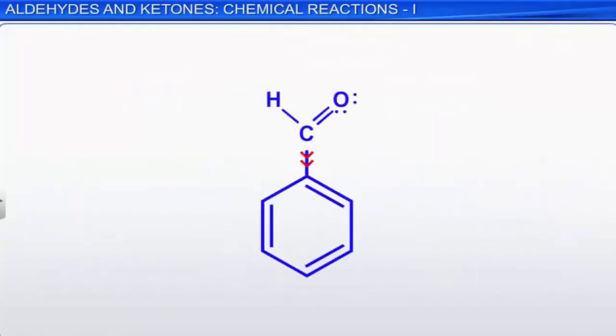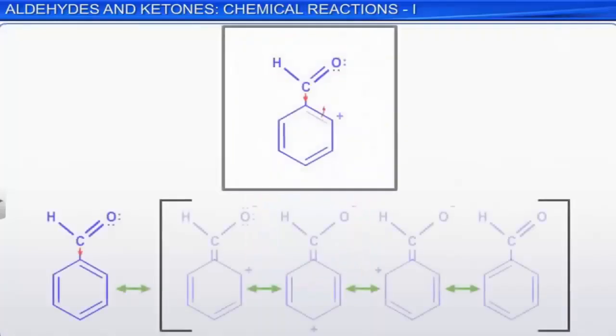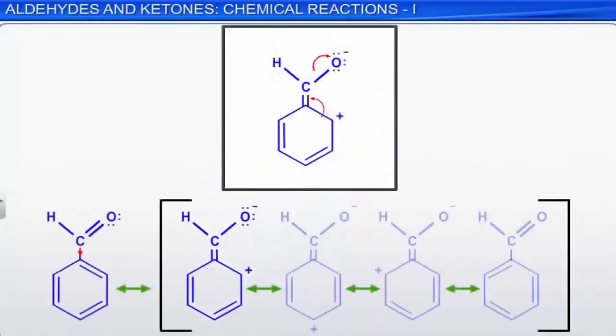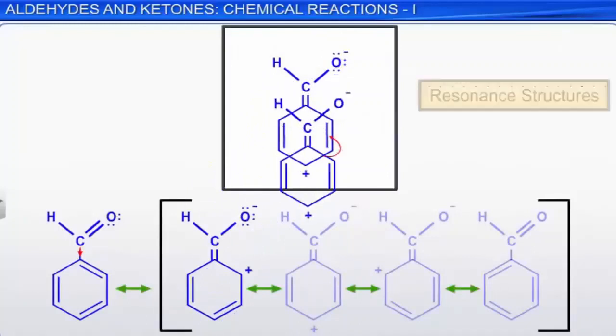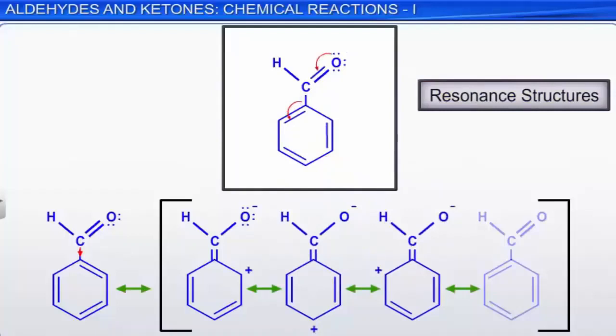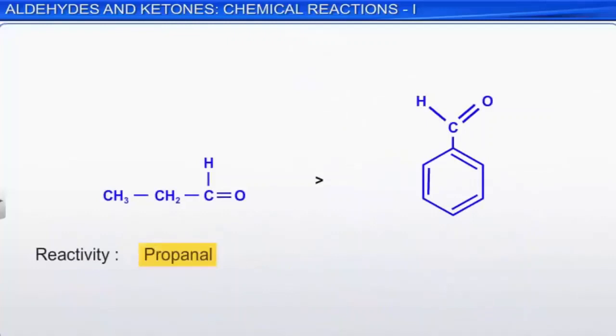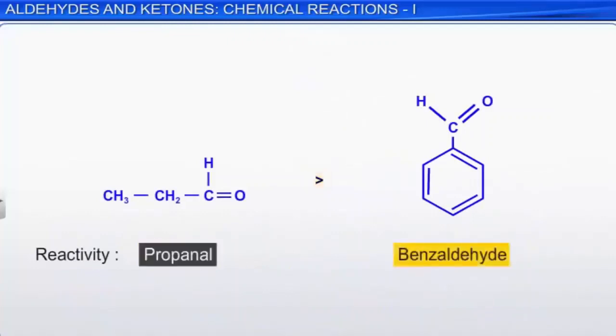An aryl group has an electron-withdrawing inductive effect, so it is expected to destabilize the reactant and speed up the reaction. However, it seems to stabilize the reactant even more by resonance, and thus decreases the reactivity. Thus, propanal is more reactive than benzaldehyde because the polarity of the carbonyl group is reduced in benzaldehyde, as shown.